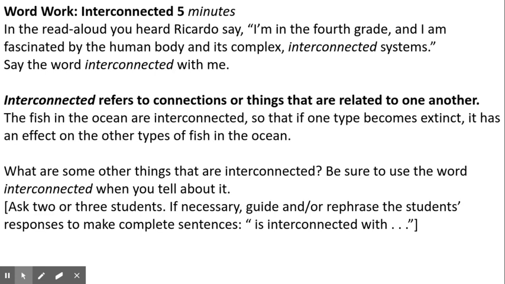What are some other things that are interconnected? Be sure to use the word interconnected when you tell about it. So we know a lot of different habitats are interconnected, right? Where if the predator dies, then there's an overpopulation of different animals. Or if the food source dies, then the predator is going to die. There's lots of different things that are interconnected. Our families are interconnected, right? You depend on your parents or your grandparents, and you're connected with your siblings.